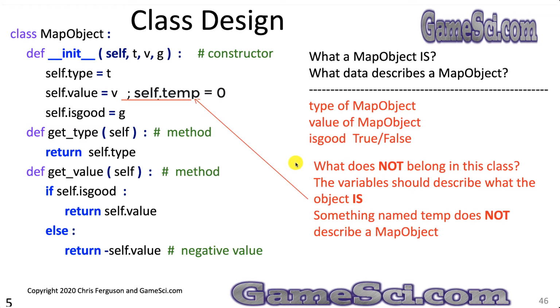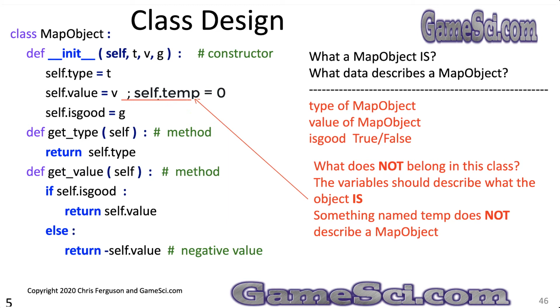What does not belong in a class? The variable should describe what the object is. Something named temp does not describe a map object. I put this in here just for a short period of time to show you the type of variable you would not put in this class. First of all, temp is very generic and has nothing to do with a map object. The variables inside of map object should describe a map object, and there should be no other variables, especially not one that is so generic and has nothing to do with a map like temp.